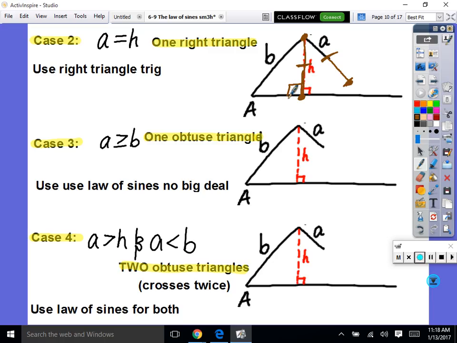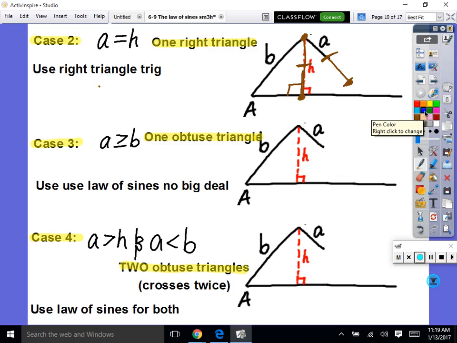And we can just use the right triangle trick. So if A equals the height, that's going to swing down and touch right there where it was our 90-degree angle. So we would have just a 90-degree right triangle, if A equals the height. Does everybody understand that? Okay. Let's go on to case 3.